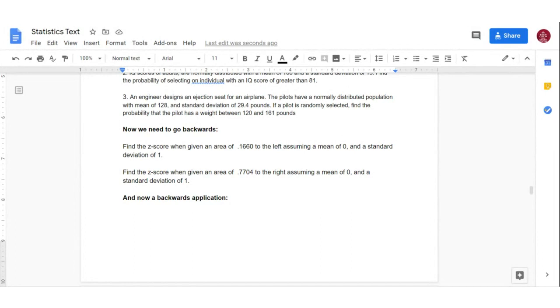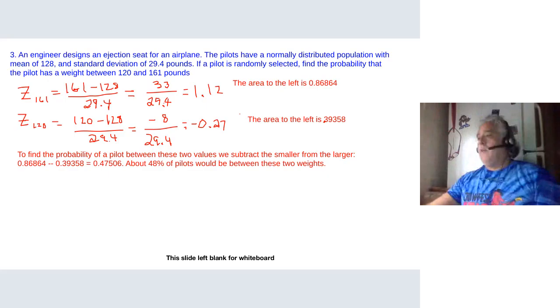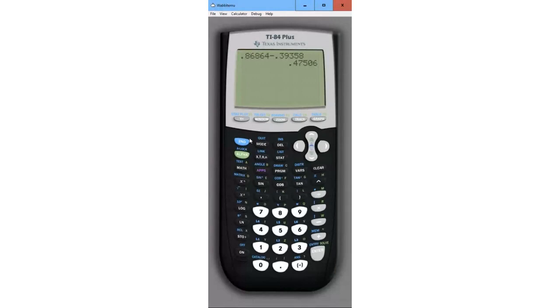All right, find the z-score when given an area of 0.1660 to the left, assuming a mean of zero. The way it works is with the table, you can go in and look in the middle where all those values are and work backwards. But on the calculator, there's a different function that I'll show you. It's called inverse norm. On Excel, it might be norm inverse, but every type of technology has this function.